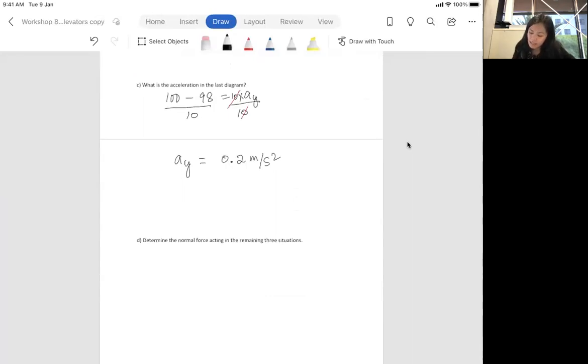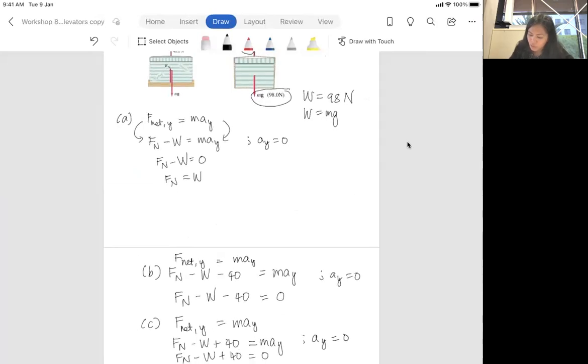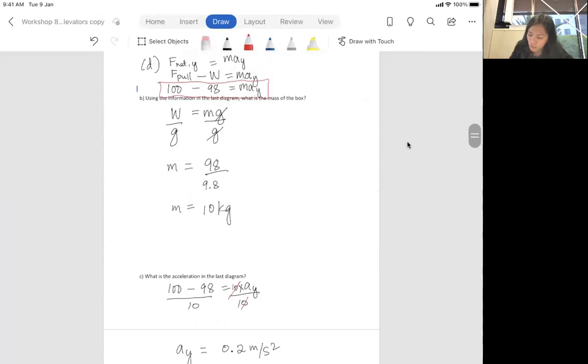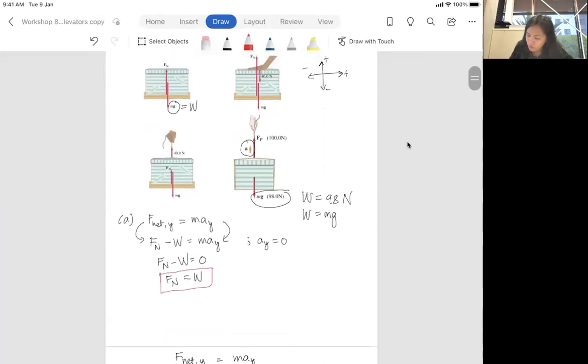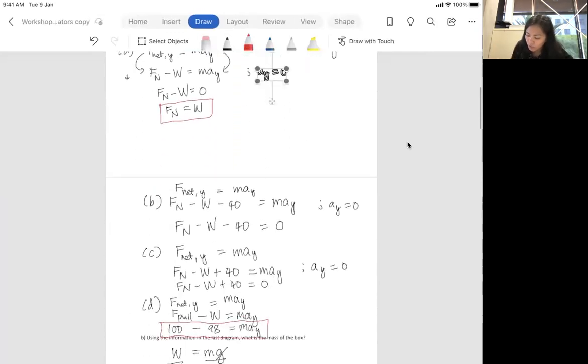Okay, and then last question, determine the normal force in the remaining 3 situations. So we just have the normal force. In the first one, we already found that to be equal to the weight force, so we'll not do that again. So in the first one, when we wrote down Newton's second law of motion, we already determined that the normal force is equal to the weight force. So let's do now the second scenario, this one with the hand that's pushing down on the box. We've written down Newton's second law of motion as this.